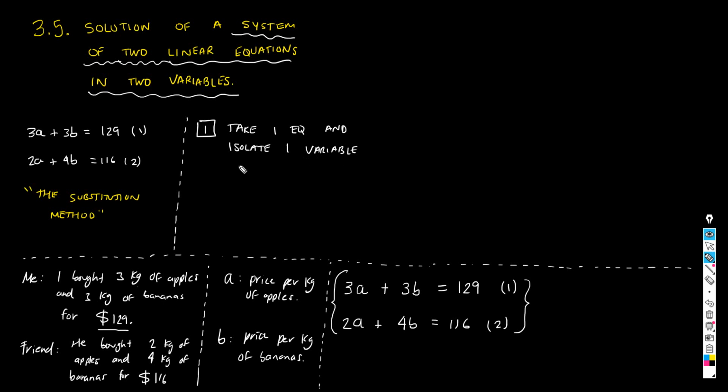Whichever variable, it doesn't matter. So whichever equation and whichever variable. I'm going to decide to go for the first equation, and I'm going to decide to go for isolating my variable A. So I write down my equation, and then I'm going to isolate A. Very simple stuff. We can do this already.